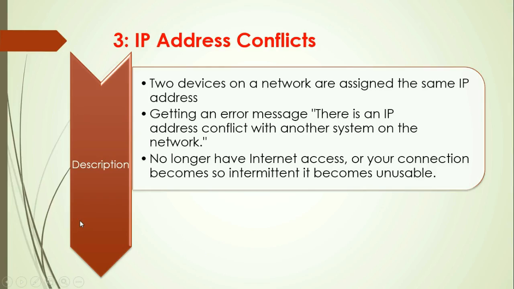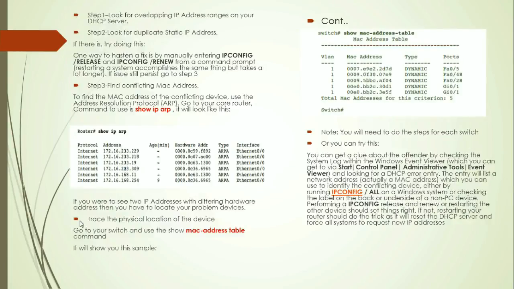The third common network error that we can encounter is the IP address conflicts. Its description is, first, two devices on the network are assigned the same IP address. Second, getting an error message, there is an IP address conflict with another system on the network. And the third, no longer have internet access, or your connection becomes so intermittent as to become unusable.